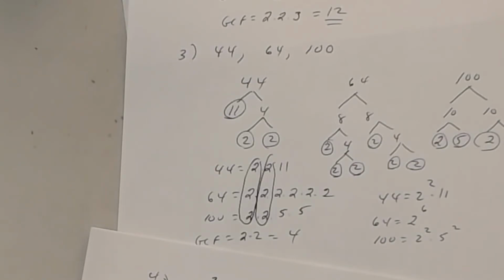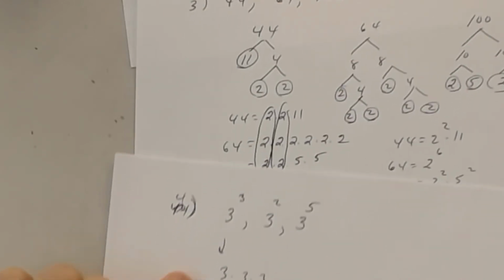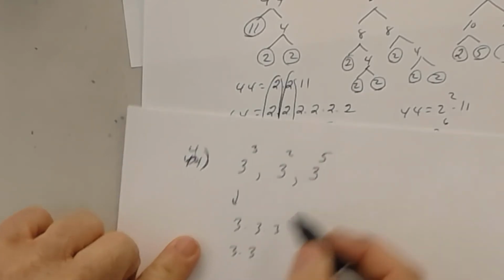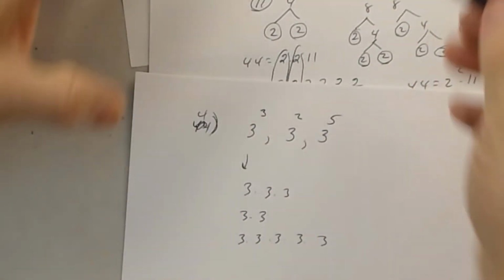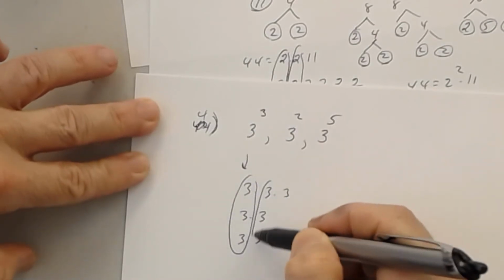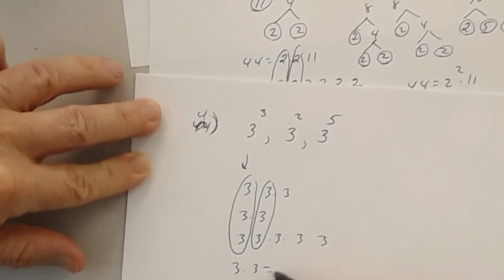Okay? So if you look at 3 cubed, isn't 3 cubed 3 times 3 times 3? Yep. And isn't 3 squared 3 times 3? Yep. And isn't 3 to the 5th 3 times 3 times 3 times 3 times 3? Yep. And then when we did all these things, didn't we group the common ones? Can I group anything else? No. So 3 times 3 is 9.